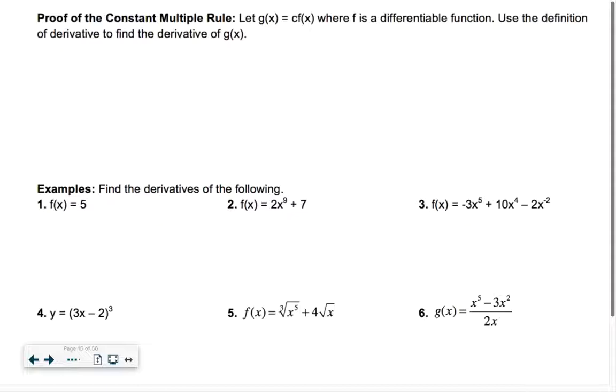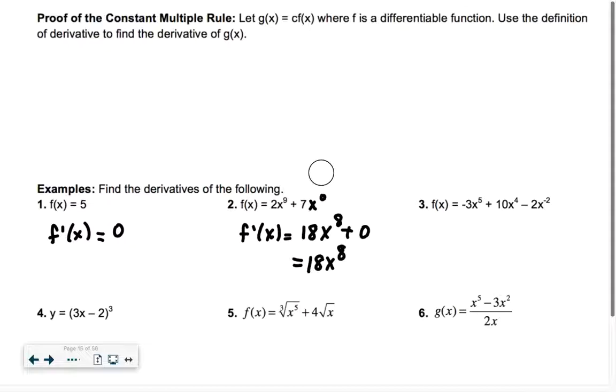All right, so number 1. f prime of x is 0, because it was like 5x is 0. All right, f prime of x is equal to 18x to the 8th plus 0. So it's just 18x to the 8th. Do you guys get this? Yeah. Anna? This is like x to the 0. Okay, constants, their derivative is just 0.